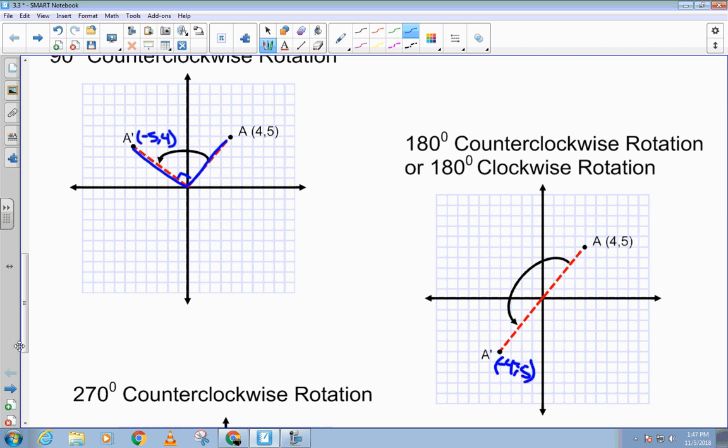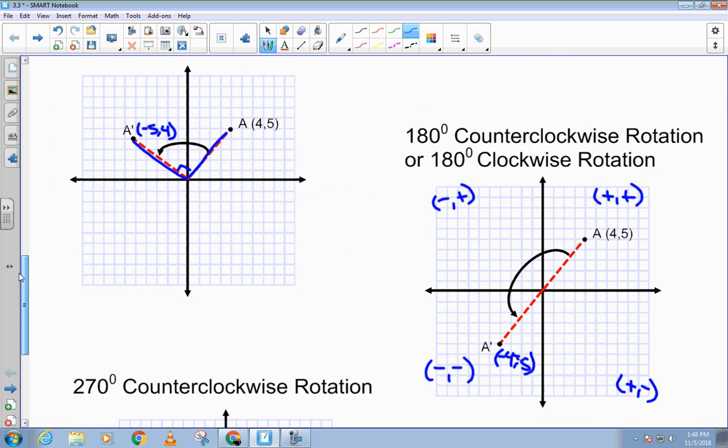Negative 5, negative 4. Now, think about this. When you talk about signs in your coordinate plane, these are always both positive, yes? So if you go 180 degrees, these are always both negative, yes? This is always negative, positive, and down here is positive, negative, right? So you're actually going from one quadrant to a diagonal quadrant, right? And so the signs are going to change. That's how I remember that. Okay.